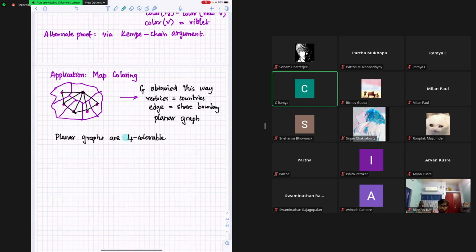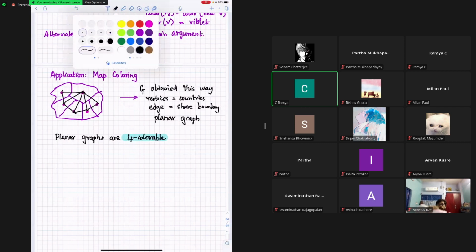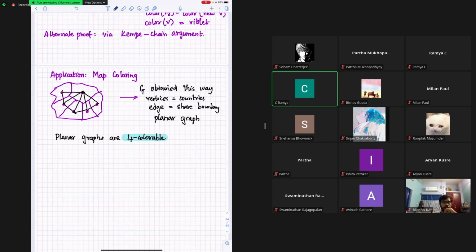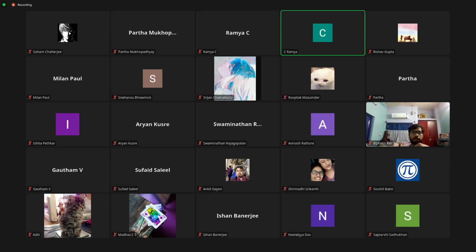So this is an important statement in graph theory, that the world map can actually be colored this way in just 4 colors. Very surprising, right? There are 195 countries and you are using just 4 colors to color the entire world map, while you would have expected a few more colors.